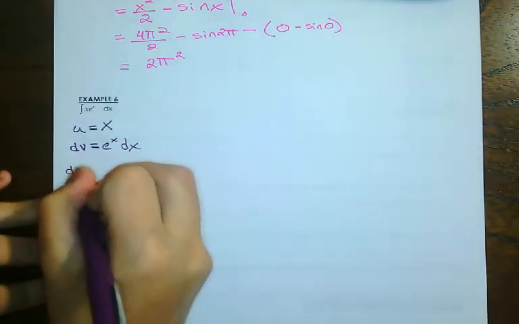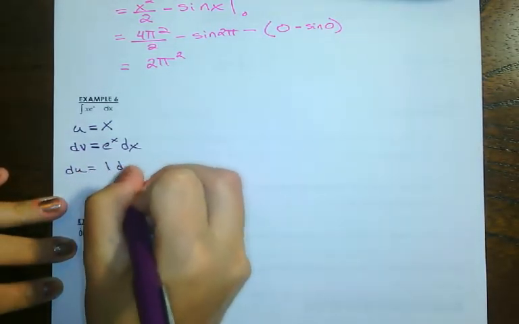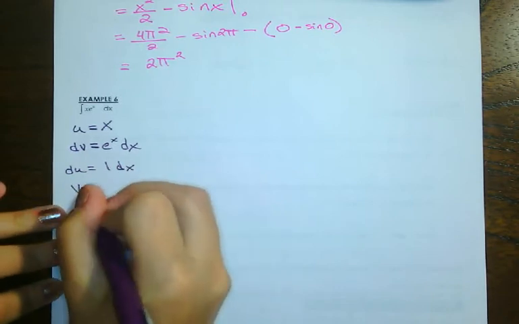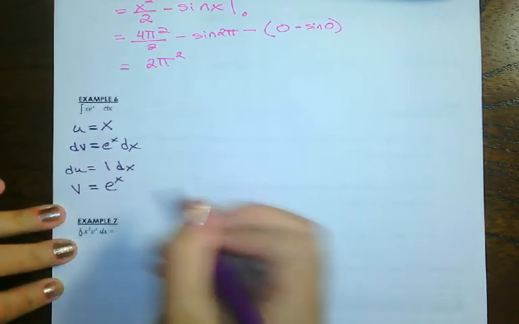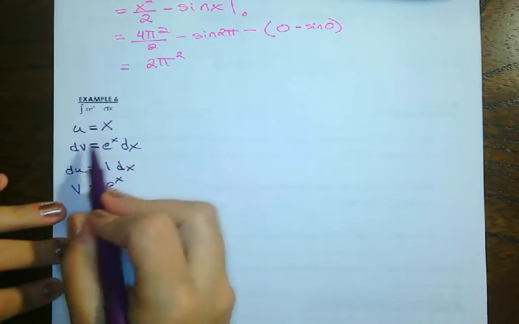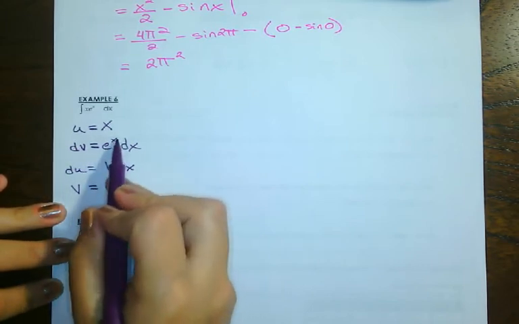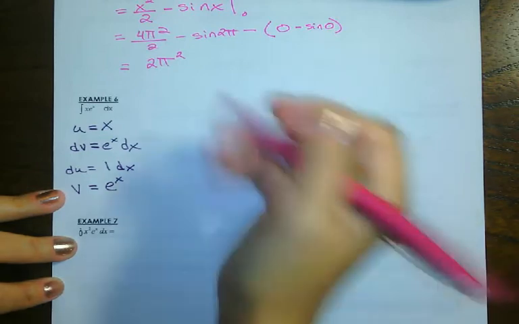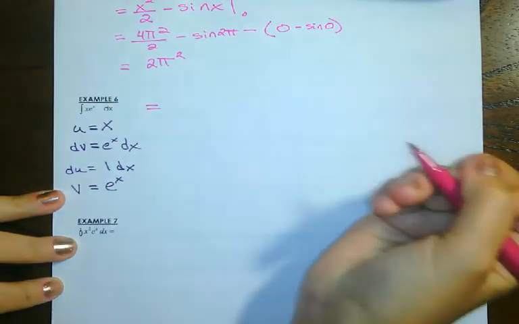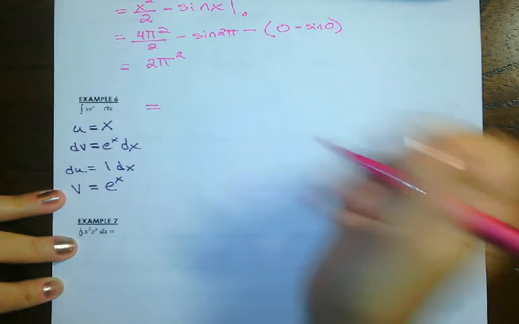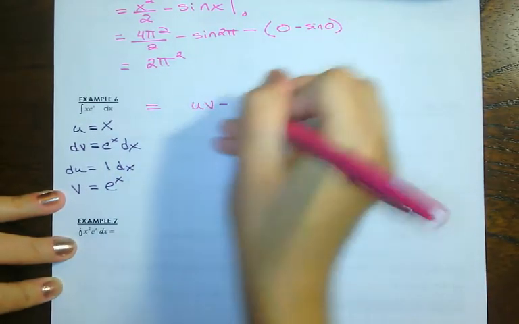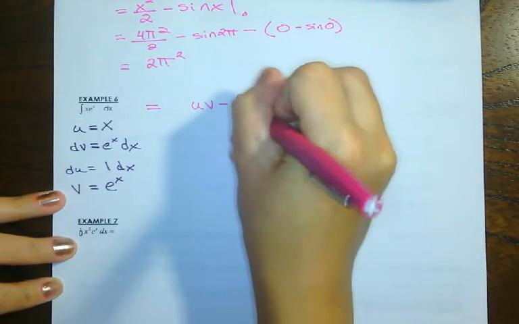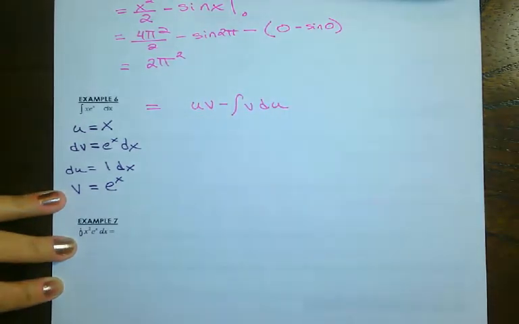Now I take the derivative of u, so du is 1 dx. V is e to the x, because if I'm trying to integrate e to the x, then the integral is just plain old e to the x as well. There's no u substitution or anything needed. So we get to there, and so now we're going to say this thing equals uv minus the integral of v du. If you need to write that, write that out a few times till it really sticks in your head.